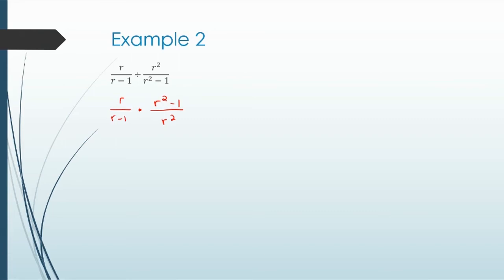So there's nothing to factor with r, there's nothing to factor with r minus 1, so that fraction remains the same. R squared minus 1 is a difference of two squares, so that's r minus 1, r plus 1, and then r squared. So looking at the domain, we're looking at r minus 1 not equal to 0, which gives us r cannot equal 1. Or we're looking at r squared cannot equal 0, which is the same as r not being 0, because if r is 0, 0 squared is 0.